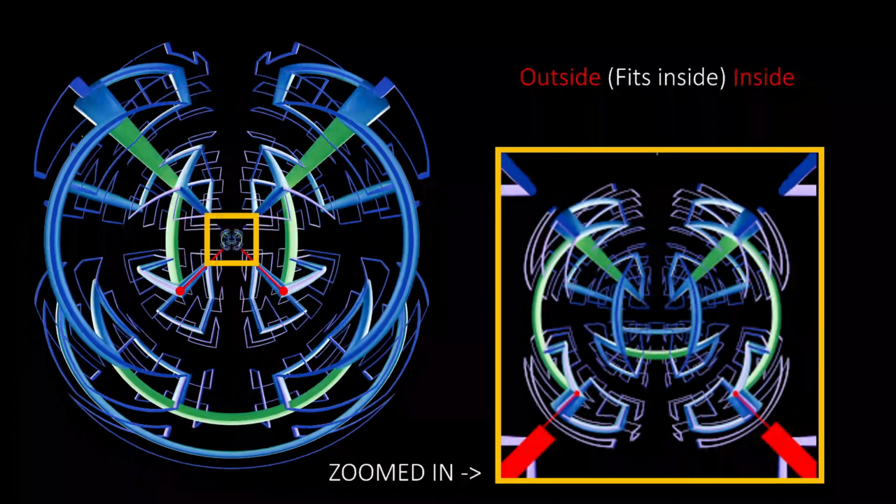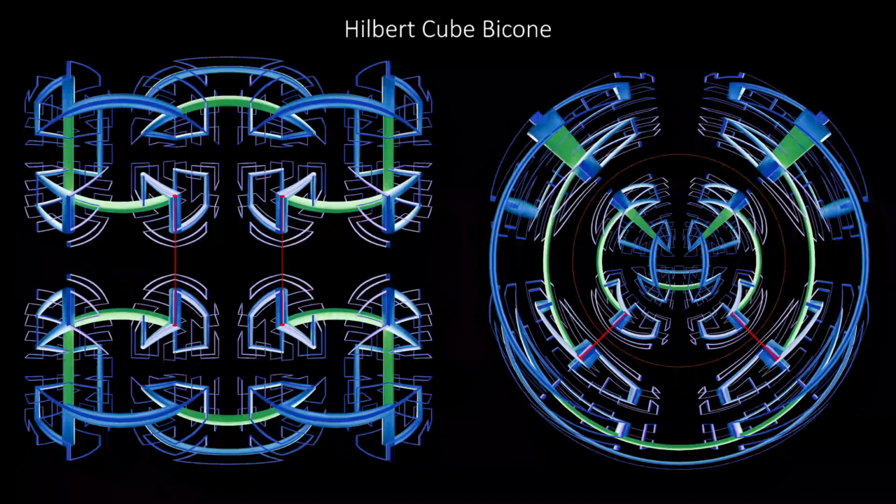We can balance that by taking two equal rectangular projections, stacking them on top of each other, connecting the beginnings and ends, and then warping them into a polar coordinates map. Now we have arrived at an equally balanced Hilbert cube bicone.